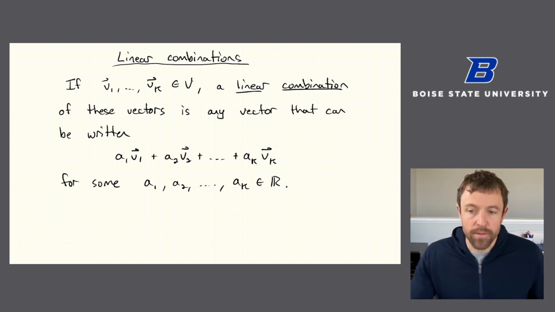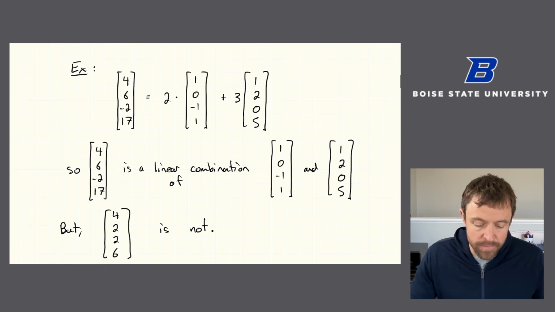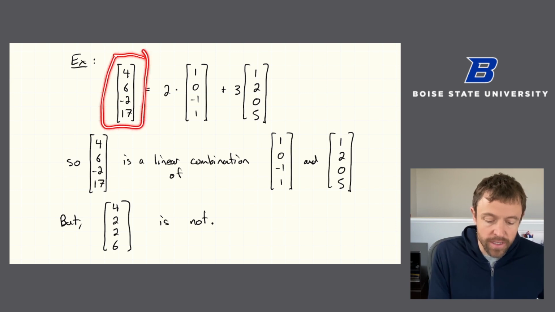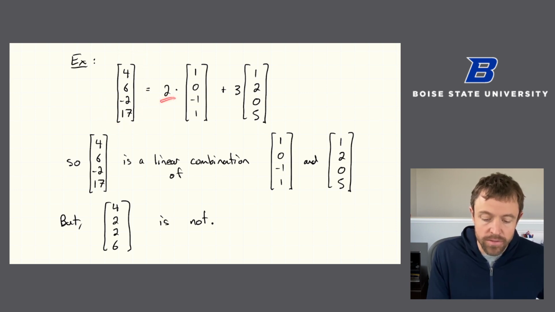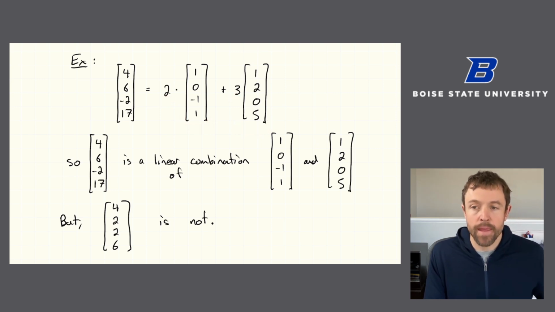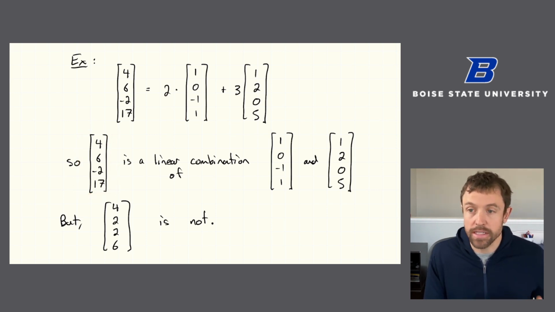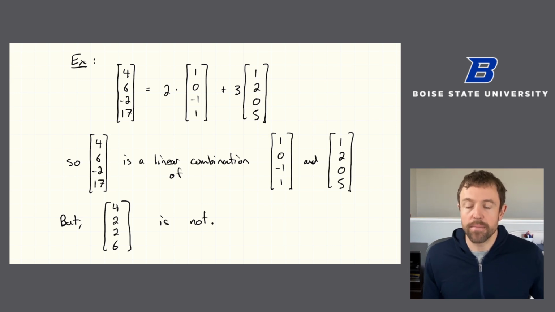Let's go to an example in R4. Working in R4, just directly computing it, you can confirm that this vector can be written as 2 times this vector plus 3 times this vector. And that means that (4, 6, -2, 17) is a linear combination of these other 2 vectors. That's what it means to be a linear combination of some other vectors.